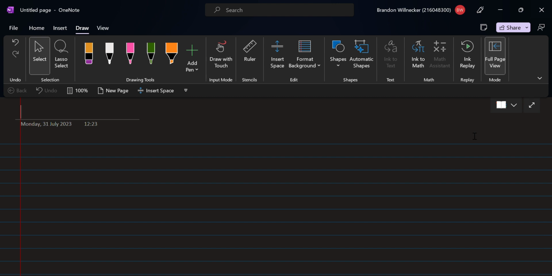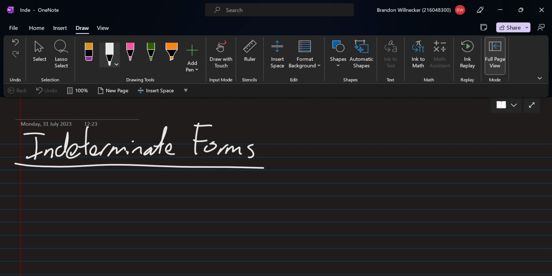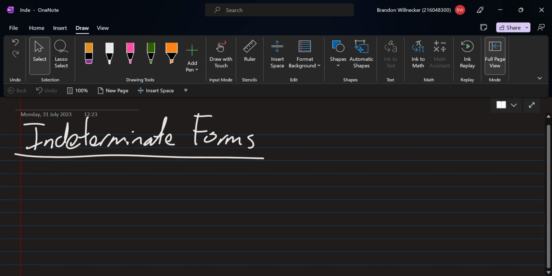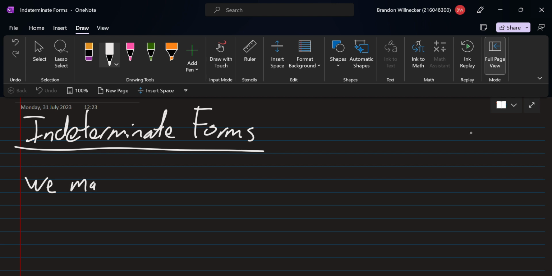Sometimes when we take a limit, it's unclear what the answer should be. Okay, those are called indeterminate forms. Determinate means that we know it has some value. Indeterminate, we don't know exactly what it is. So we may have something of the following form. Something like 0 divided by 0.